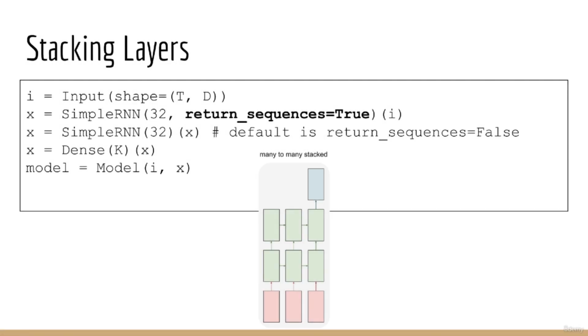The last scenario I want to cover is when you want to stack multiple RNN layers together. As you recall, the input of an RNN layer must be a time series, and therefore the previous RNN layer must output a time series. Of course, you already know that this can be done by setting return_sequences equal to true. So here's an example of a many-to-one RNN where we've stacked multiple RNN layers.